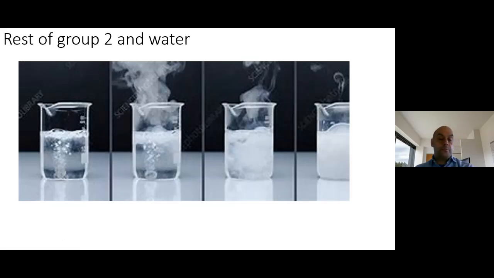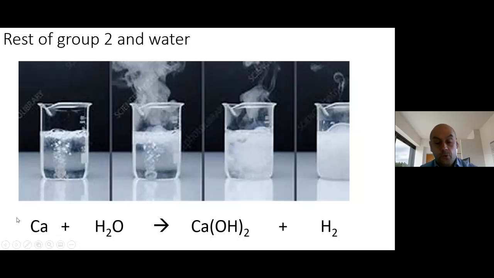So the rest of group 2. Well, as we said, as we go down group 2, they become more reactive. So this is a picture here now of calcium reacting with cold water. And you can see, first of all, we're still getting the hydrogen coming off. But this time, instead of forming an oxide, with the water, we now form the hydroxide.